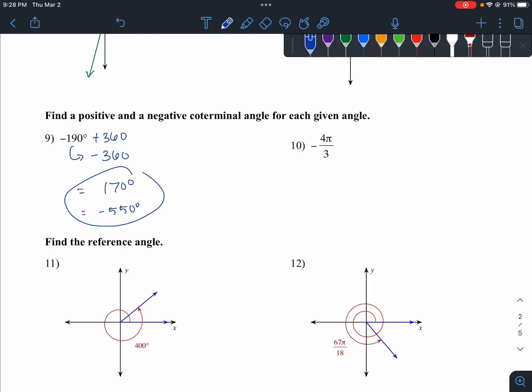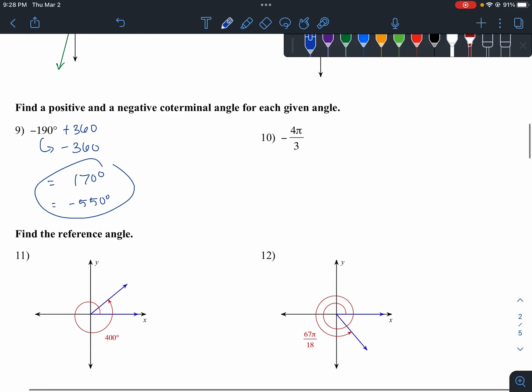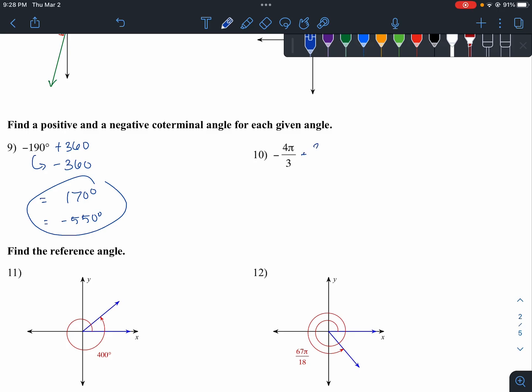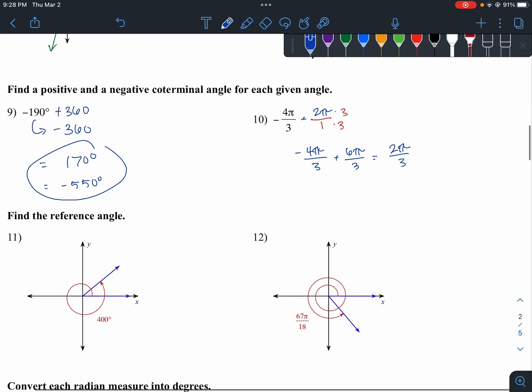Okay, there you go. For the next one, this one is in radians, so just note that your answer should also be in radians. I'll do the same thing. I'll add 360 degrees, but the equivalent of 360 degrees in radians is 2 pi. So plus 2 pi, and I'll subtract 2 pi. However, this is not the same denominator, so I have to multiply the top and bottom by 3. So I get negative 4 pi divided by 3 plus 6 pi divided by 3, which is equal to 2 pi divided by 3. And then again, negative 4 pi divided by 3. This time I'll subtract 2 pi, and that's going to be equal to negative 10 pi divided by 3.